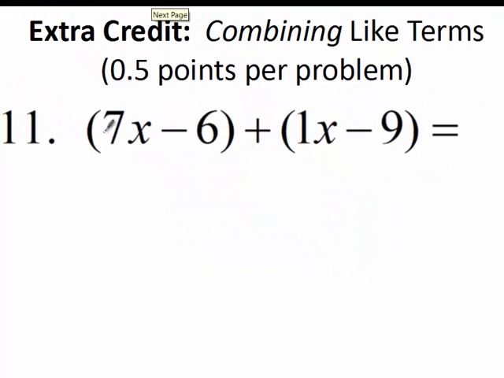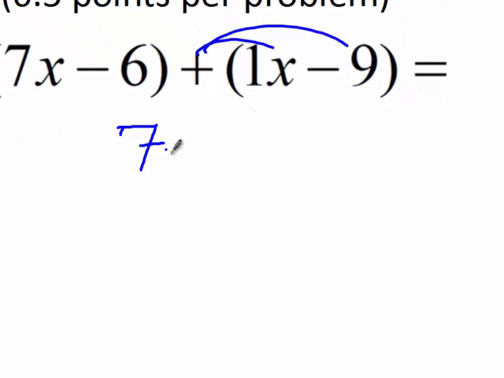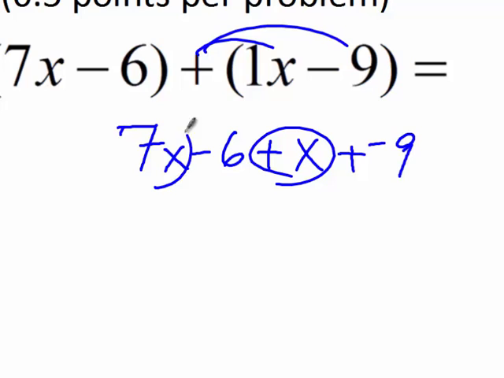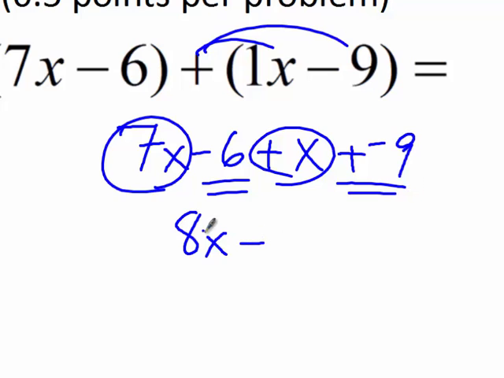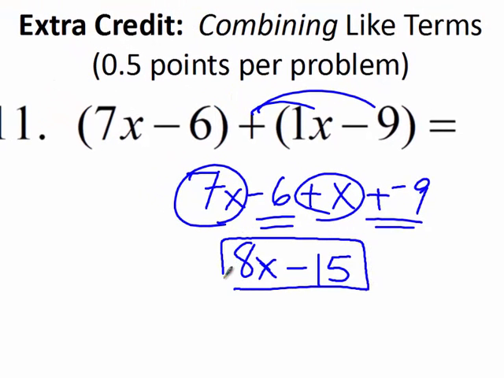Number 11 reads 7x minus 6 plus the quantity 1x minus 9. We are adding everything in the second quantity, and we can rewrite this as 7x minus 6 plus 1x plus a negative 9. We have 7x plus 1x, which is 8x. And we have a negative 6 plus a negative 9, which is a negative 15. And we can say plus a negative 15, but many times it's best to say minus. So we have negative 15 expressed as minus 15. 8x minus 15.